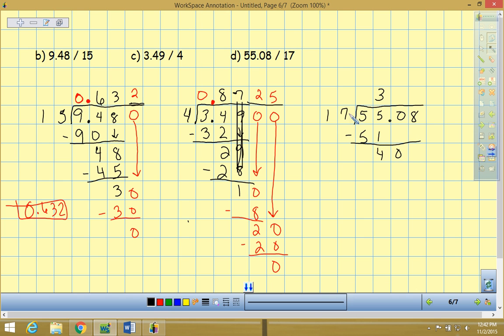Bring down the 0. How many times can 17 go into 40? Twice. What's 2 times 17? 17 plus 17? 34. Okay. What's 40 minus 34? And I bring down my 8. Okay. 17 into 68. 4. Okay, what is 17 times 4? 68. What's the last thing I need to do? Put this decimal up. Okay?